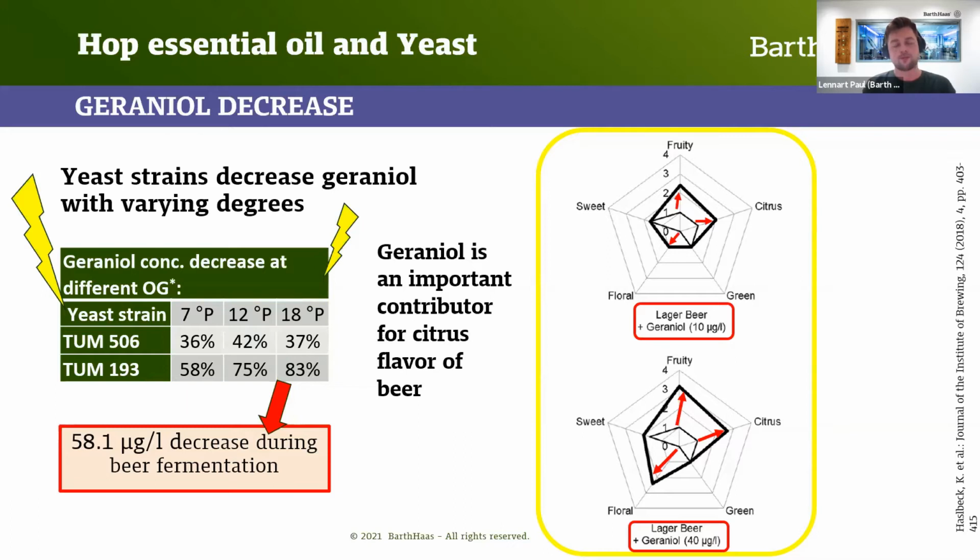Geraniol is very important for citrusy flavor, as you can see on the right graph. If you're only dosing in about 10 micrograms per liter of geraniol into a lager beer, you result in higher fruity, citrusy, and floral aromas.